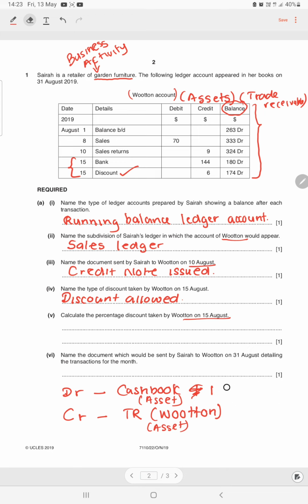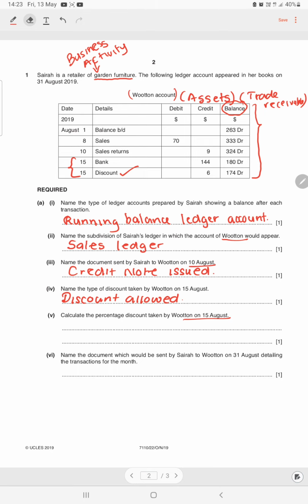So if you have cash entries and the discount entry on the credit side of the ledger account, that's another way to identify what type of ledger account it is. If the cash entry and the discount entry are both on the credit side of a ledger account, you can conclude that this is a customer or trade receivable. That's another way to identify who Wuton is.